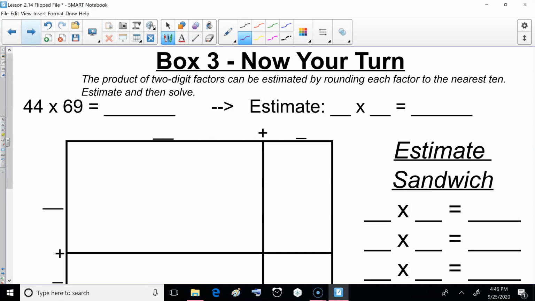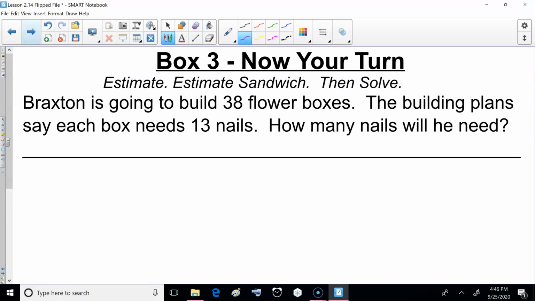And just one more problem to solve would be 44 times 69. Do the same steps. And a word problem for you to practice the same skill: Brax is going to build 38 flower boxes. The building plan says each box needs 13 nails. How many nails will he need?